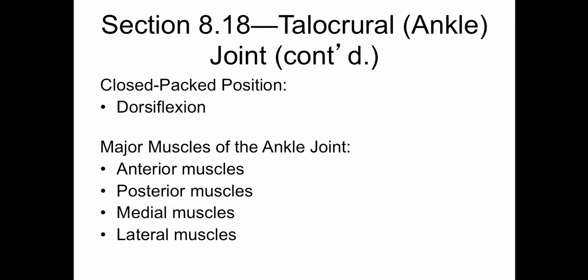The major muscles of the ankle joint include the muscles of the anterior compartment of the leg: the tibialis anterior, extensor digitorum longus, extensor hallucis longus, and fibularis tertius. The major posterior muscles of the ankle joint are those located in the lateral and posterior compartments of the leg: the gastrocnemius, soleus, the Tom, Dick, and Harry muscles, and the fibularis longus and brevis.